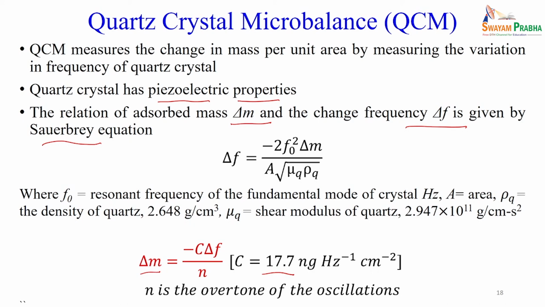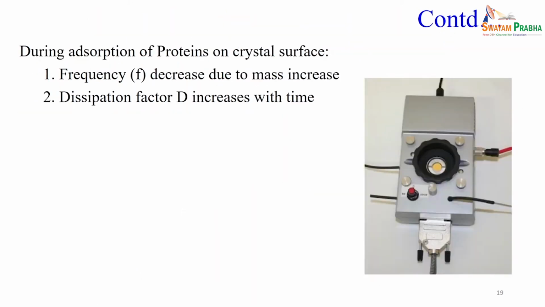Also, we can play with the overtone. Whatever its resonance frequency is, we can go with the third overtone, fifth overtone, seventh overtone, ninth overtone. Then whatever overtone is used, we have to normalize by dividing by that overtone to calculate the adsorbed mass, or delta m. So, this is a typical setup of the quartz crystal microbalance.